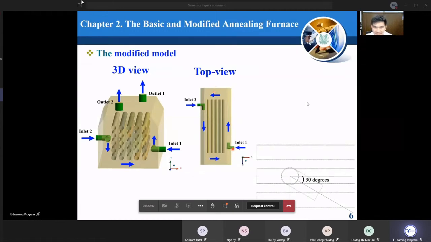And then you can see the hot air can make a swirl flow, this recirculation inside the furnace, and then it can enhance much more uniform flow inside. And then this is the elbow. We also select the angle from the horizontal as 30 degrees.